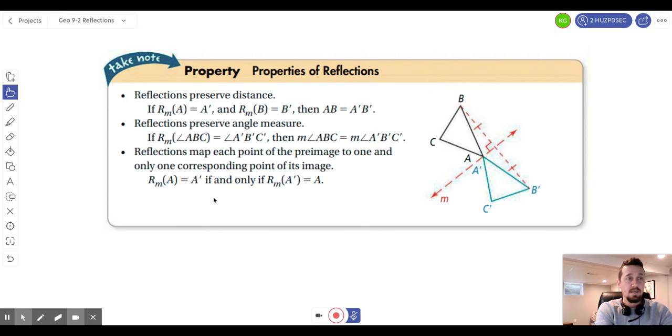All right, now that we've started to define what reflections are and what kind of notation we use, here you can see they've used the notation R sub M, because this line is named M. We don't have an equation for it, but it's named, so we can use it.